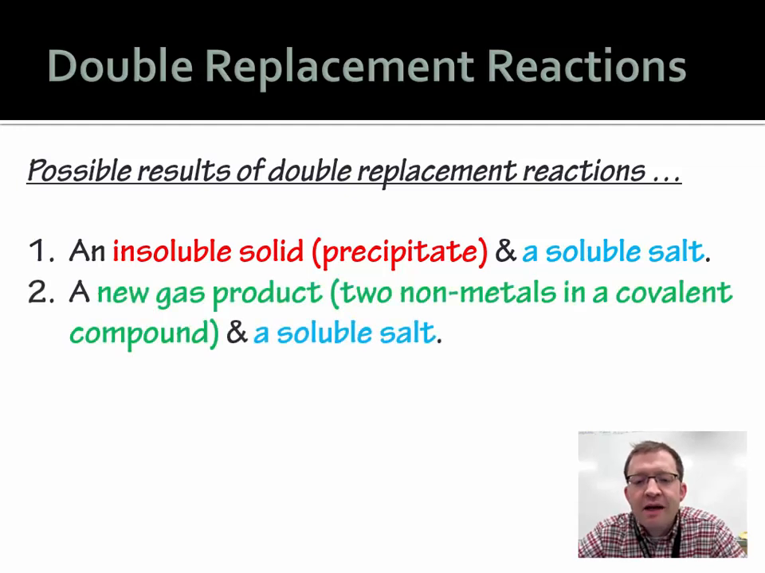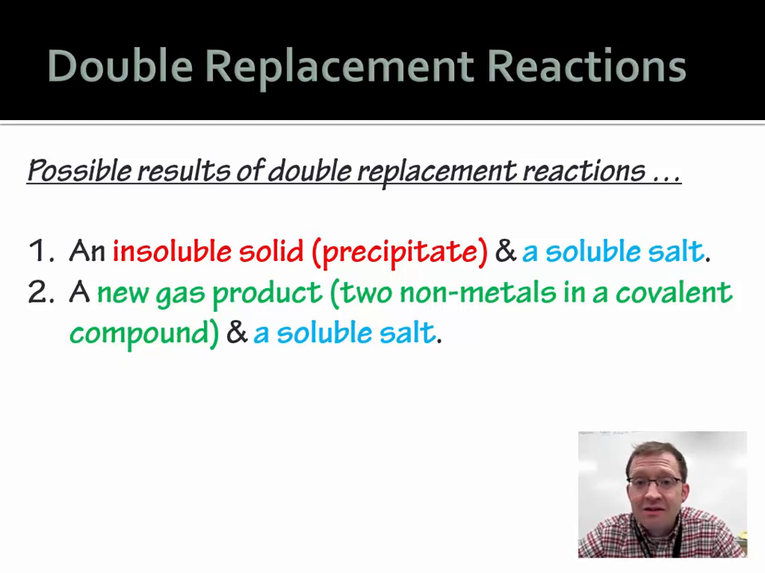The second possible option is that a new gas product could be formed. So where you had two solutions mixed together, now something starts to bubble off and you get a new gas that's been produced. The way to recognize this in an equation isn't necessarily by solubility, although these gases tend to be very insoluble in water. The way to recognize this is that you'll typically have two nonmetals that have combined to make a covalently bonded compound, and that's going to come out as a gas.